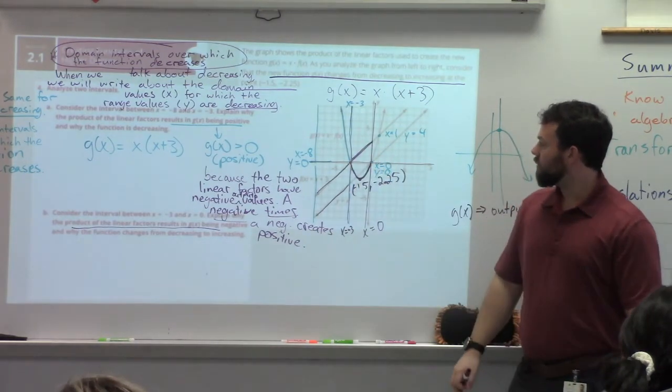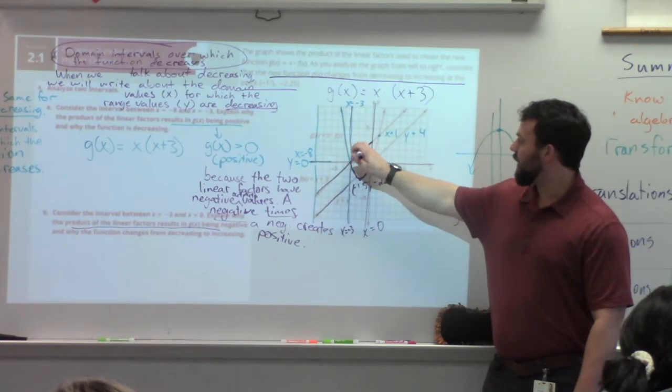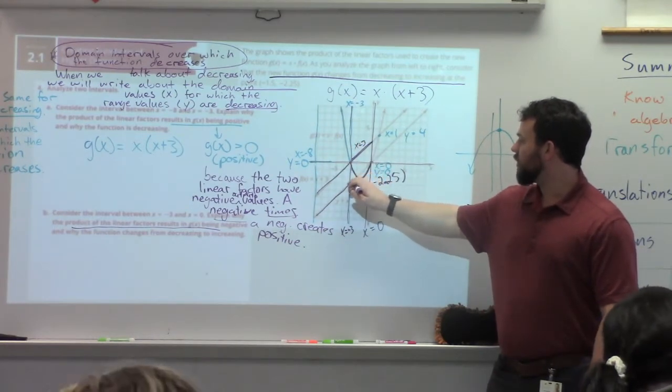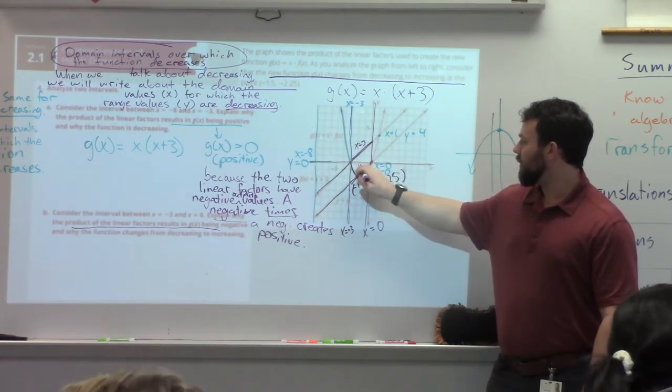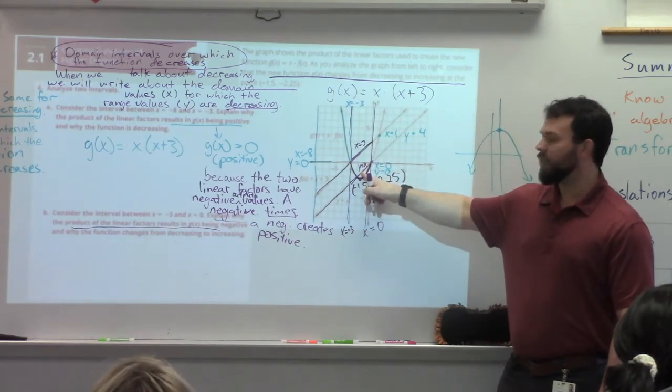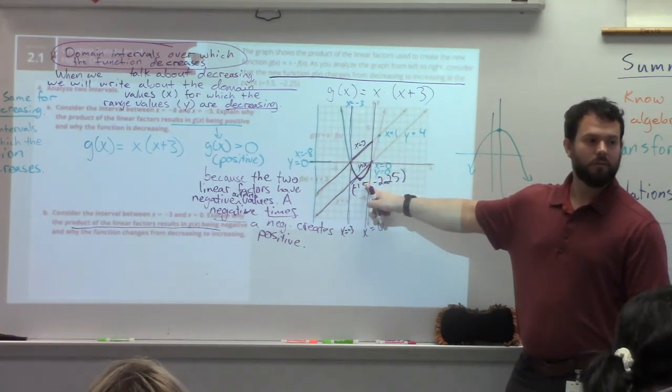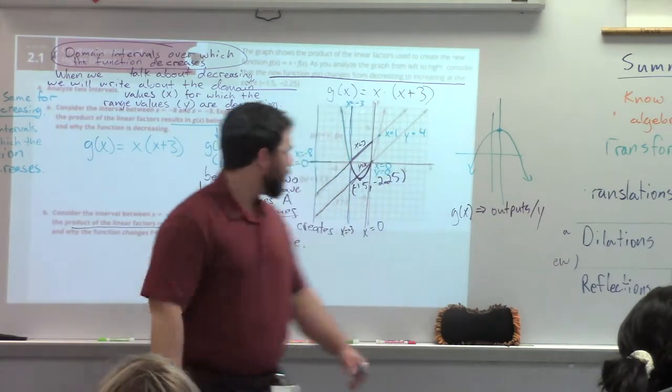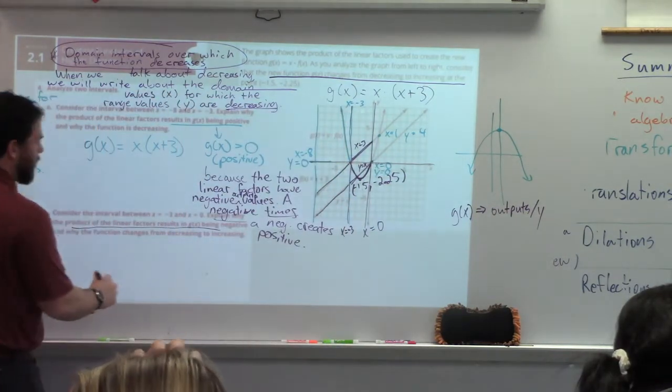Those numbers are what? Positive. Remember, that's my y equals x plus 3. These numbers are negative, and that's my y equals x. What's a positive times a negative? Negative. Right? So why is g of x negative?